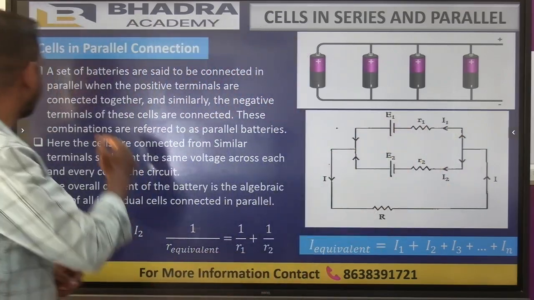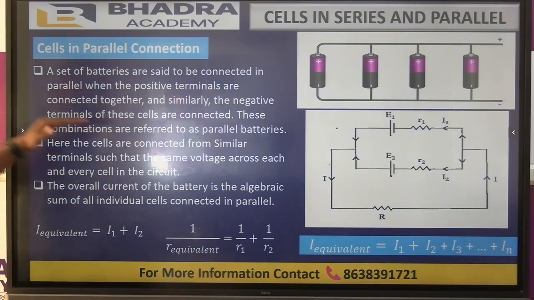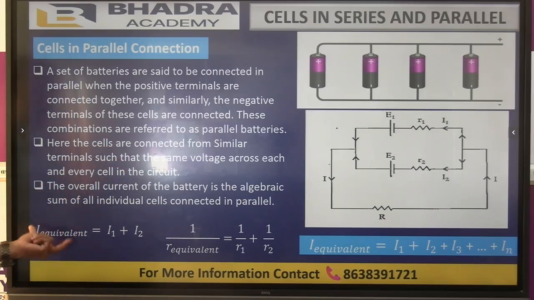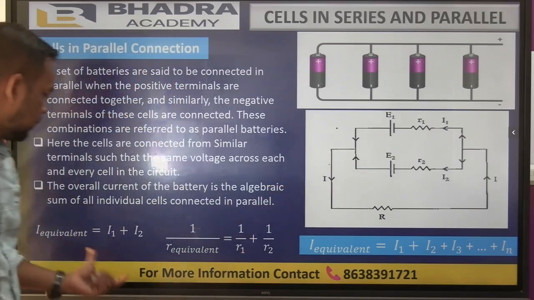Here also we can see that in the parallel connection, a set of batteries is said to be connected in parallel when the positive terminals are connected together and similarly the negative terminals are connected together. So these combinations are referred to as parallel batteries. Also the cells are connected at similar terminals such that the same voltage is across every cell in the circuit, and the overall current in the battery is the algebraic sum of the individual currents connected in parallel. So again the current equation will come, that is I equivalent, the total I, is the current given by battery 1, I1, plus the current given by battery 2, I2. So this is the equation.